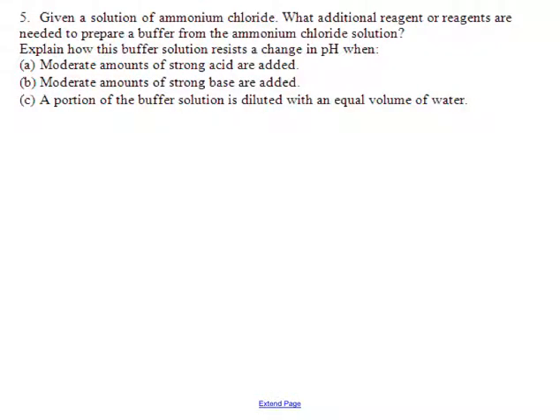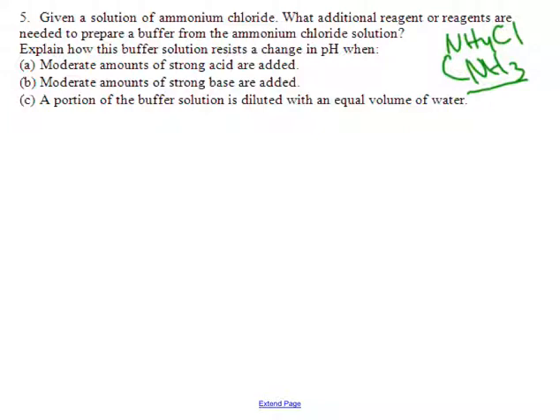Given a solution of ammonium chloride, what additional reagents are needed to prepare a buffer from ammonium chloride? So we have this. The question is, what else do we need to make a buffer? What is the weak base, Jamie? NH3, correct. If we have this, that's the conjugate acid to that weak base, so all we need to add to that is ammonia. All right?